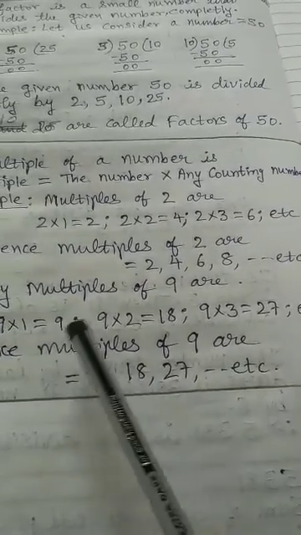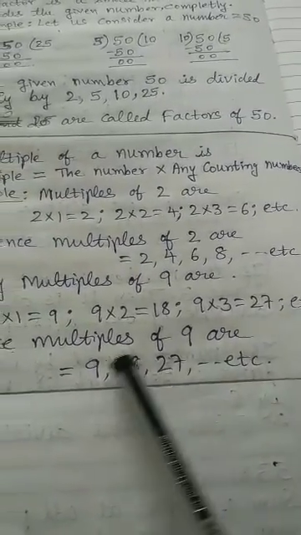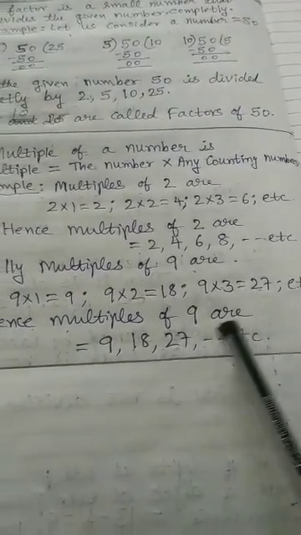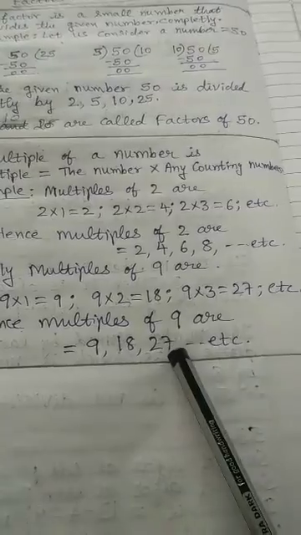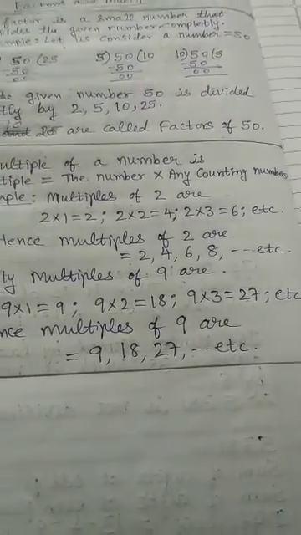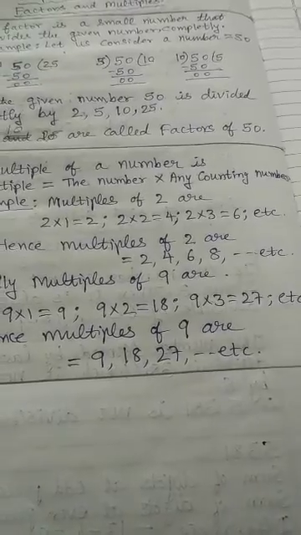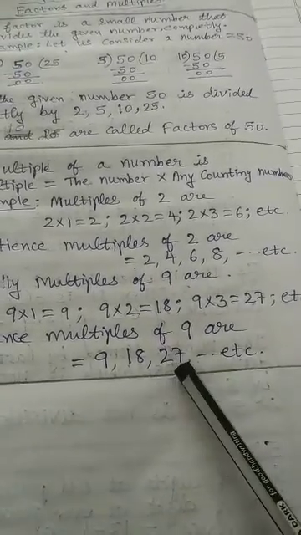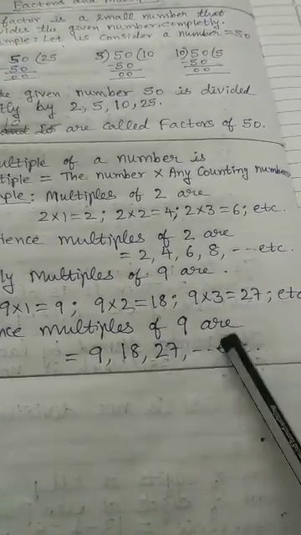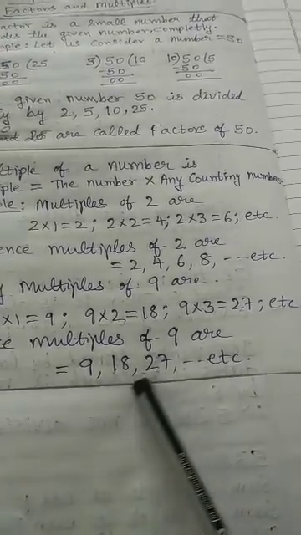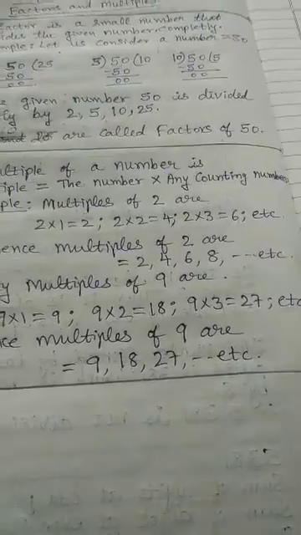So 9, 18 and 27 are called multiples of 9. Hence multiples of 9 are 9, 18, 27, and so on. As you increase the counting numbers, the multiples will go on increasing. If you take 4, 9 fours are 36. Next, 9 fives are 45. Like this, multiples will be there.